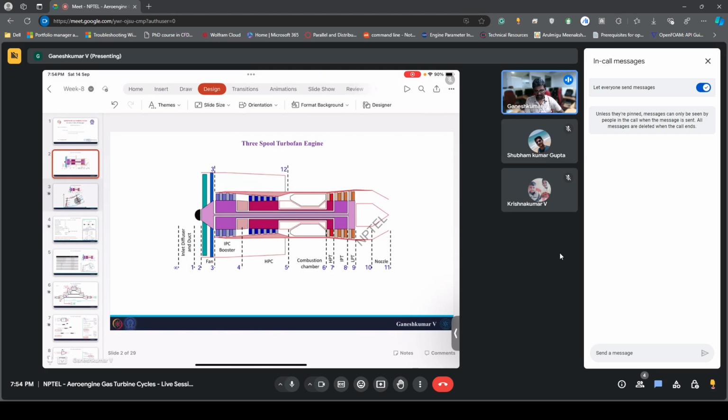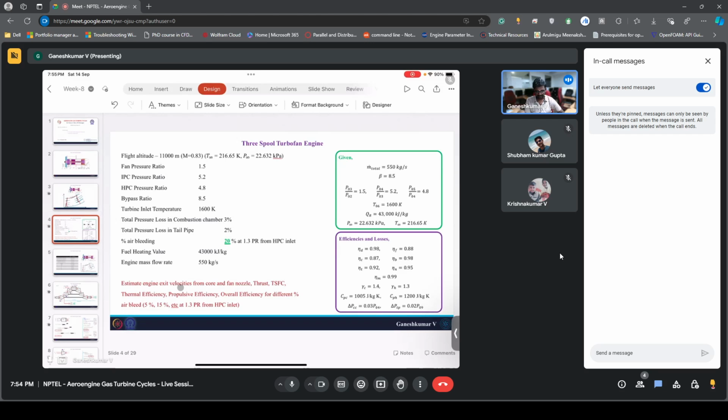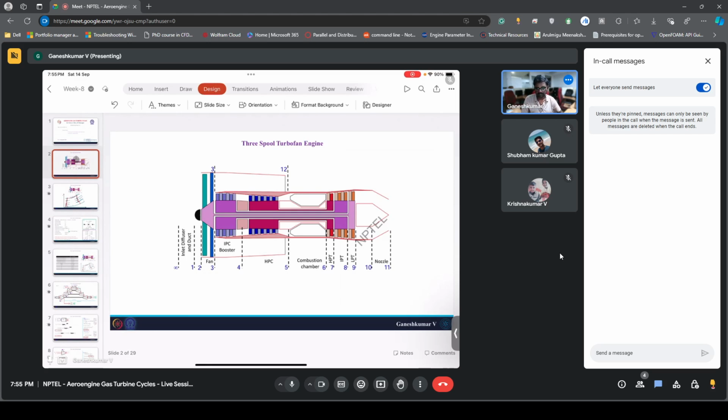Yeah. So that is the question that I have today. I think we addressed all the things. We estimated the exit velocities of core and fan nozzle, thrust, TSFC, thermal efficiency, propulsive efficiency, and overall efficiency for different air bleed. Okay. All right. So if you have any questions, feel free to ask now. If not, we can meet next week. Okay. We'll meet and discuss probably a new problem. Okay.